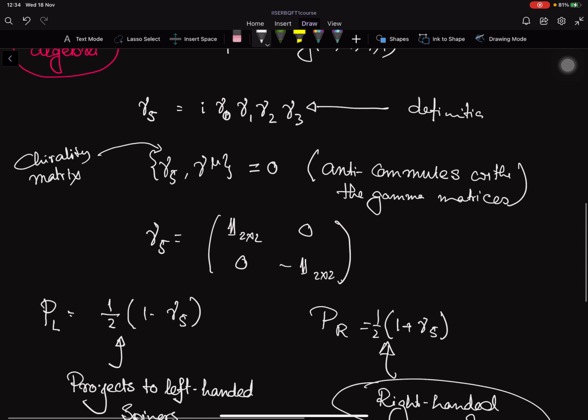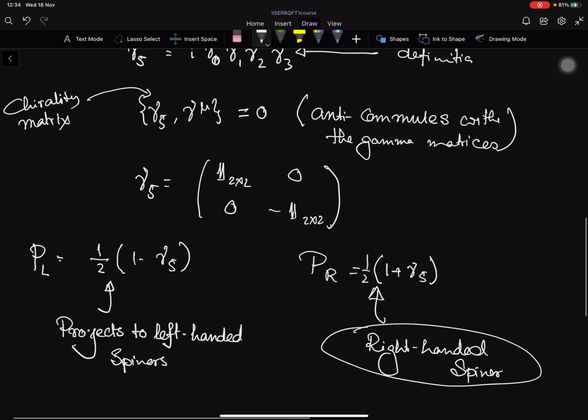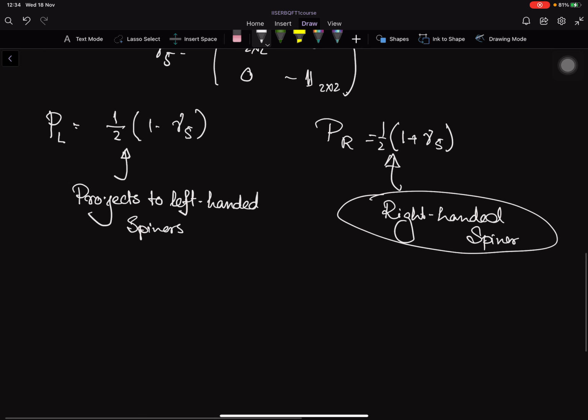Okay, so this is the way typically people introduce the two component spinors, the left-handed spinor and the right-handed spinor, starting from the Dirac spinors. We have taken a different route. We have first defined the two component spinor, then we have done the 4 component spinor. But usually in the textbook, they start from the Dirac spinor and then define the 2 component spinors.